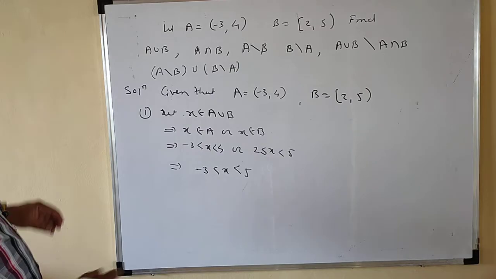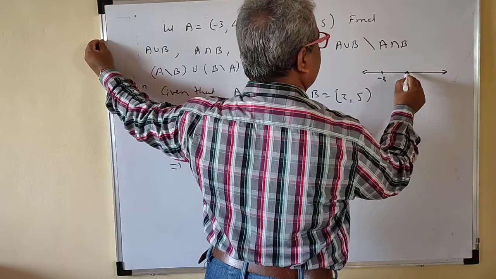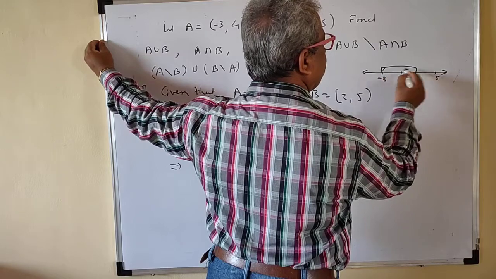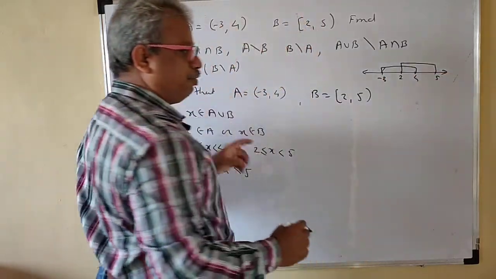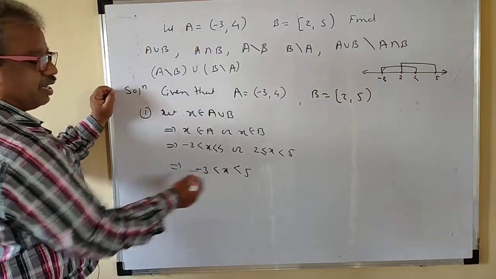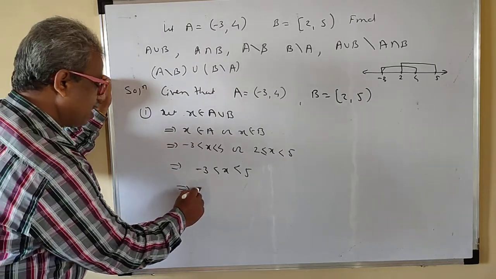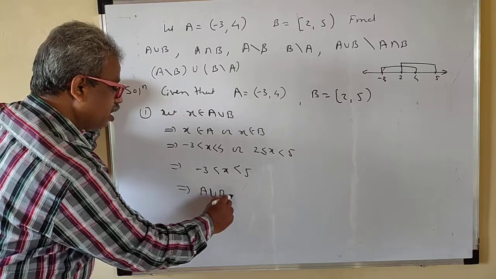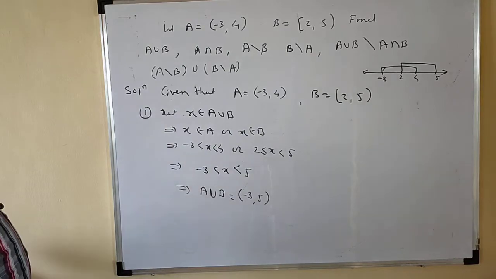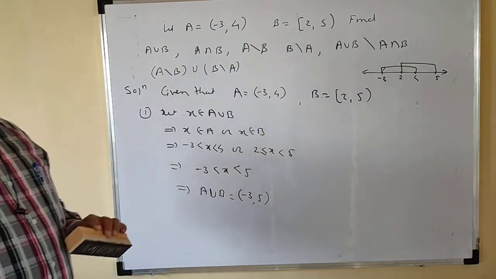Now see here. If you draw this, your minus 3 is here, your 4 is here, and your 2 is here, your 5 is here. This is your A, and this will be your B. Right? So 2 to 4 is common. That means minus 3 to 5, X lies between minus 3 and 5. Therefore, A union B is the open interval minus 3, 5. Right? So we get this answer. All the numbers lying between minus 3 and 5 make up A union B.